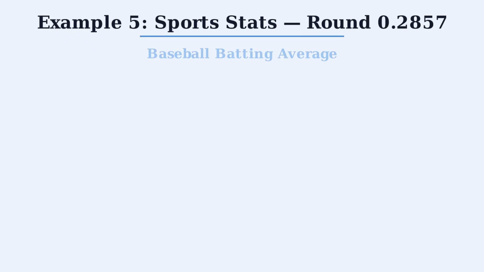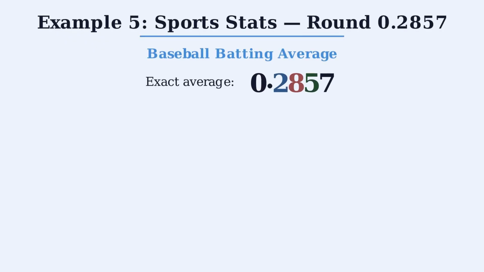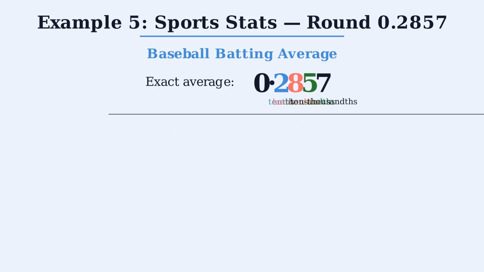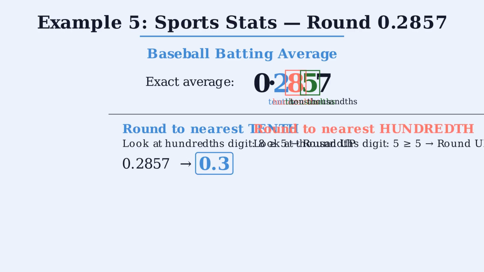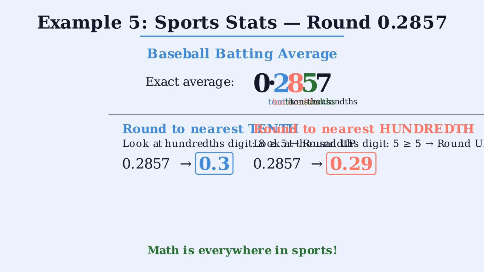Did you know that batting averages in baseball are decimals? Let's say a player's exact batting average is 0.2857. Reporters usually round to the nearest thousandth, but let's practice rounding to the nearest tenth and hundredth. To the nearest tenth, the tenths digit is 2, and the hundredths digit is 8. Since 8 is 5 or more, we round up. 0.2857 becomes 0.3. To the nearest hundredth, the hundredths digit is 8, and the thousandths digit is 5. Round up. 0.2857 becomes 0.29. Cool, right? Math shows up everywhere in sports.